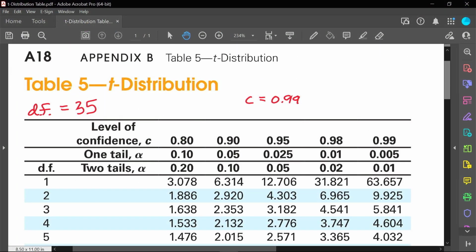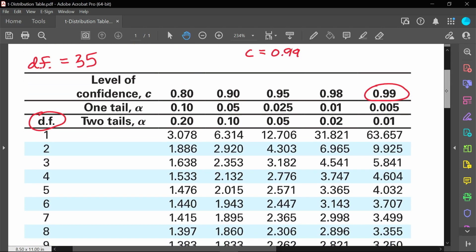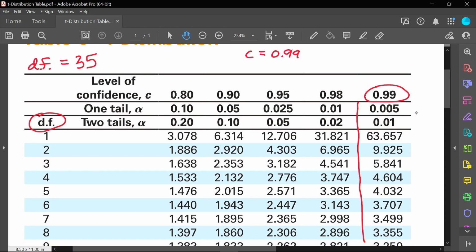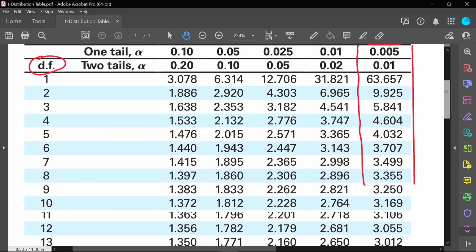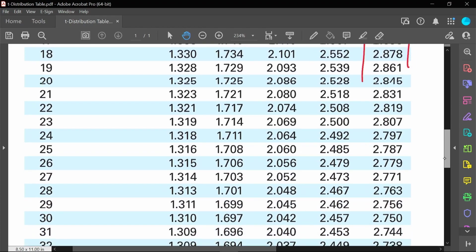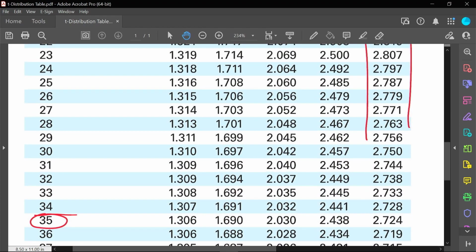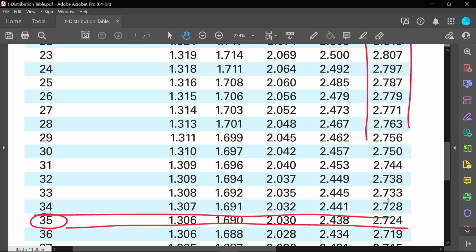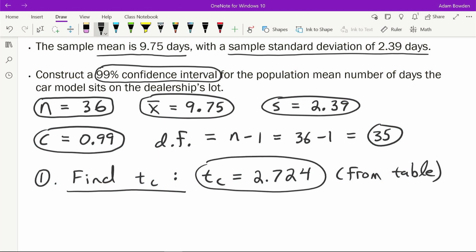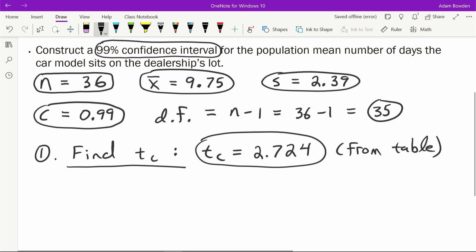So let's run through the process of looking this up in the table. Our degrees of freedom is 35 for df, and our level of confidence is 0.99. So let's go down this column for the level of confidence c until we get down to our degrees of freedom of 35, which should be down here. There it is. Okay, so going across here, we can see that our critical value, t sub c, is equal to 2.724.